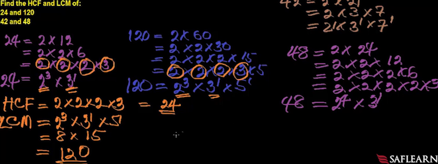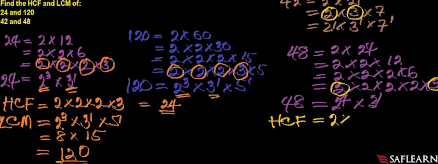Okay, now the question is, how do we find the LCM and the HCF? First, let's take the HCF. The HCF is equal to the common prime factors. The prime factors that are common to both 42 and 48. So here we have 2, and then here we have 2. So the HCF will contain 2. And then here we have 3, and then here we have 3. So the HCF is simply 2 times 3, which is 6. These are the common prime factors.